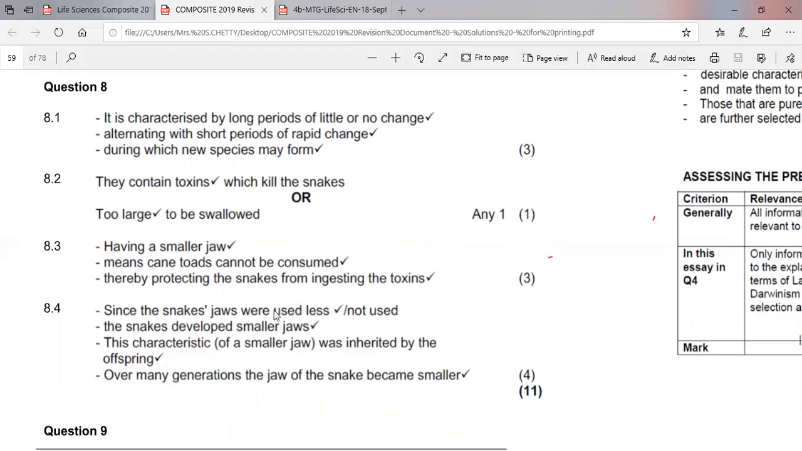So he would have said, since the snake jaws were used less, the snakes developed smaller jaws. This characteristic was now inherited by the offspring. That's the acquired characteristic that is inherited. And over many generations, the jaw of the snake became smaller. Would I have got 4 marks, babies? No. I'll be quite frank, I would never have got 4 marks for that. Okay? So there are questions that can really test you, and these are your level 4 questions.